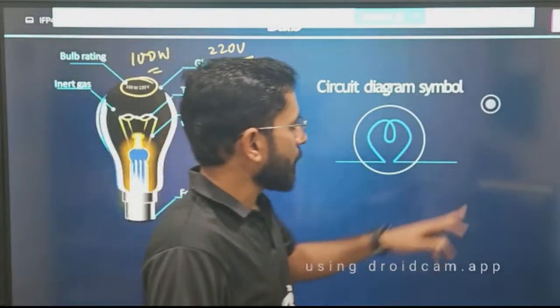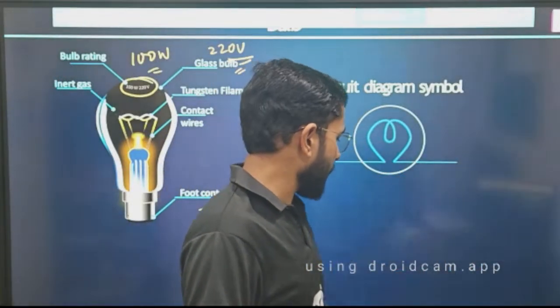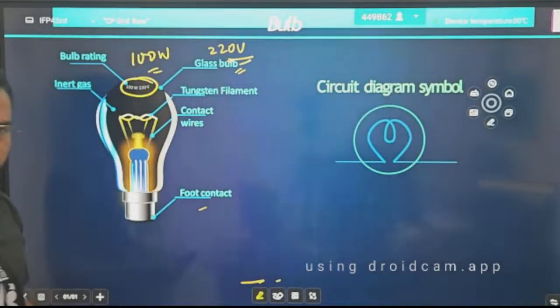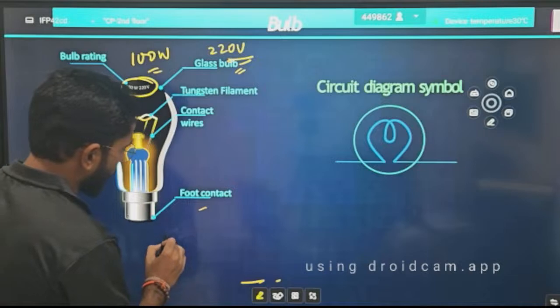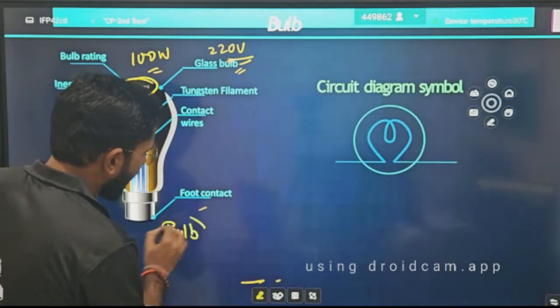Now if I ask you, what is behind me, what is this diagram? Do you know this? I can say this is a tungsten bulb.